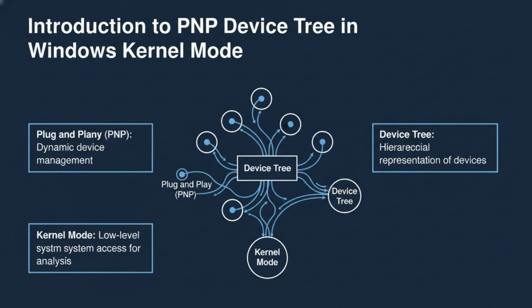Welcome to this lesson on analyzing plug-and-play device tree information in Windows Kernel Mode. Understanding the device tree is fundamental for anyone involved in Windows driver development, system debugging, or low-level system analysis. Plug-and-play, often abbreviated as PnP, is Windows' mechanism for dynamically managing hardware resources, allowing devices to be added or removed without system configuration. The device tree is a hierarchical representation of all devices known to the operating system.